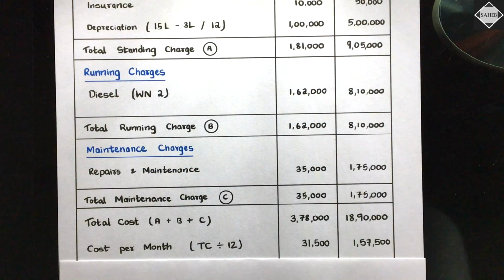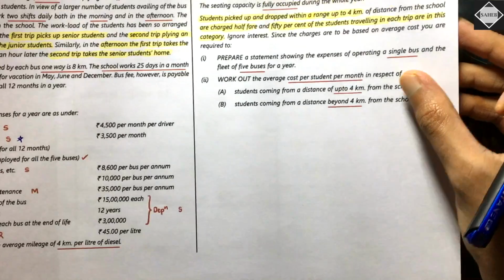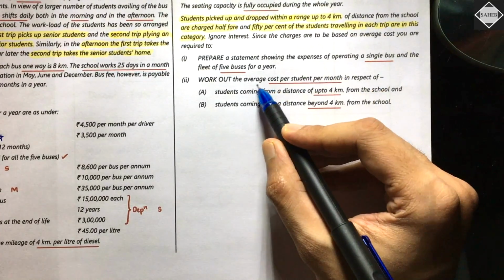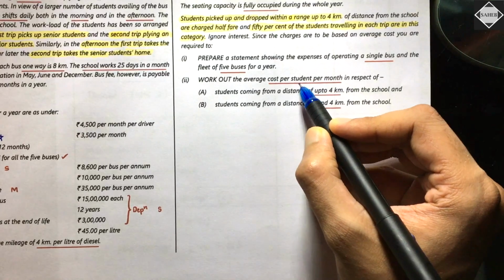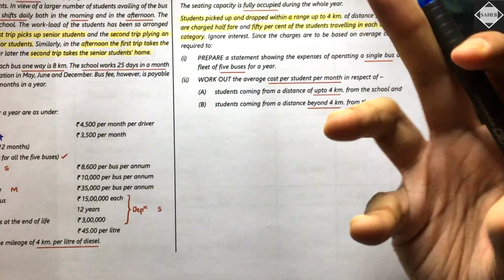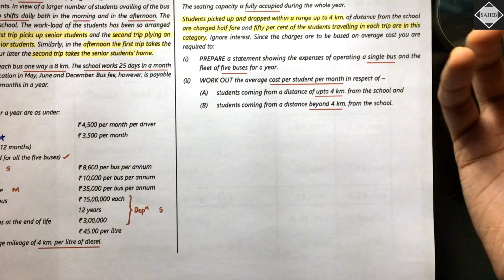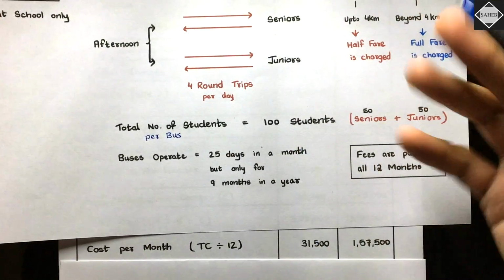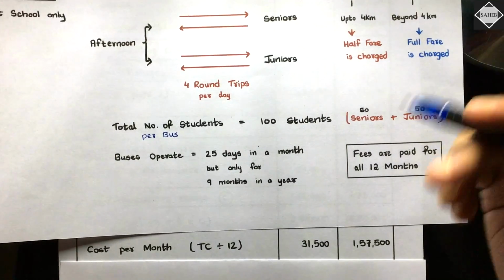Are we done now? No, we are not done. So much we have to do now. We just calculated the per month total cost, but they have asked us the average cost per student. Now we have to know how many students there are. You will say we have 100 students. Directly dividing by 100, we will get the cost per student.